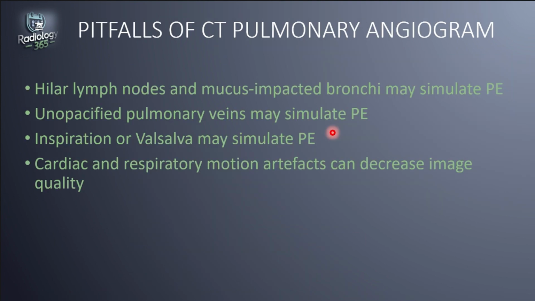Now, there are some pitfalls of CT pulmonary angiogram. It's not a perfect study. Some of the problems you may encounter could be that the hilar lymph nodes and the mucus impacted bronchi may mimic a pulmonary embolism. Also, opacified pulmonary veins may also look like pulmonary embolism on a single CT slice, but you can distinguish between a pulmonary artery and a pulmonary vein by tracing the vessel back.